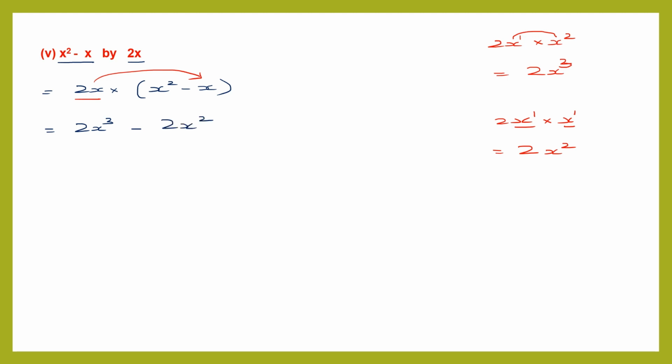So what is the answer? 2x to the power of 3 minus 2x to the power of 2. Question 5. So let's write down 1 plus 4x. We are multiplying it by only x. So x into, in brackets, 1 plus 4x.